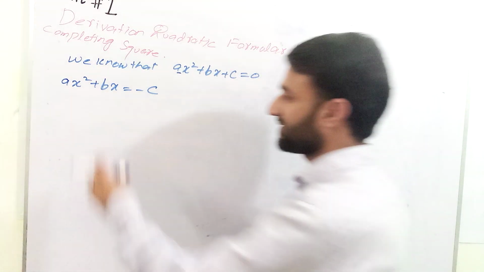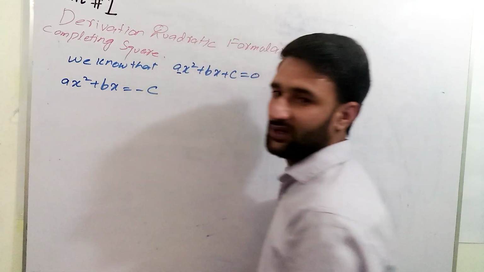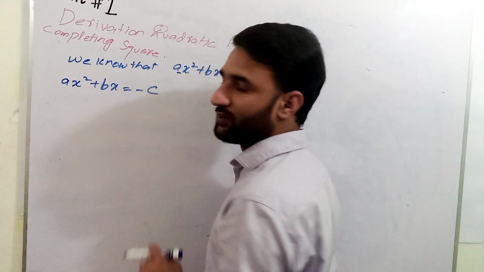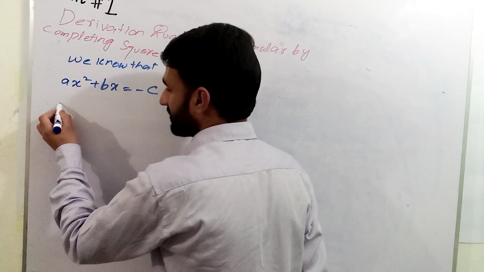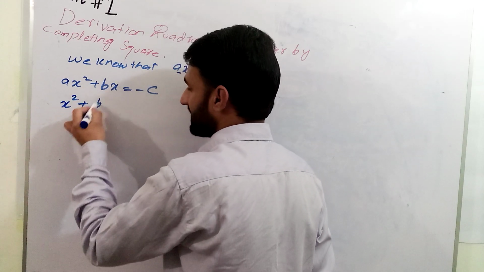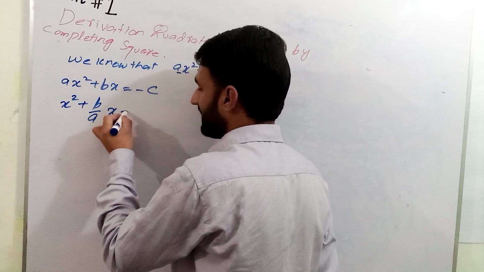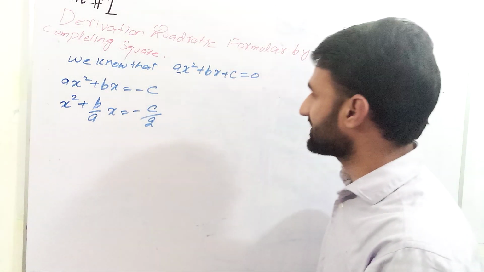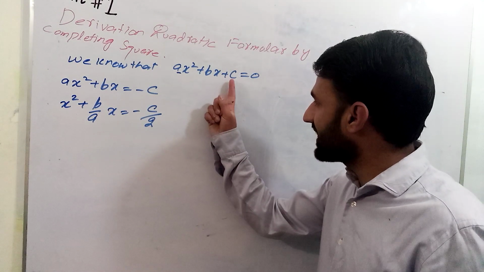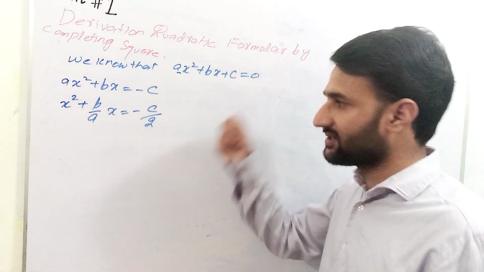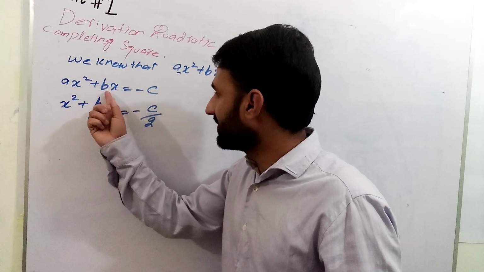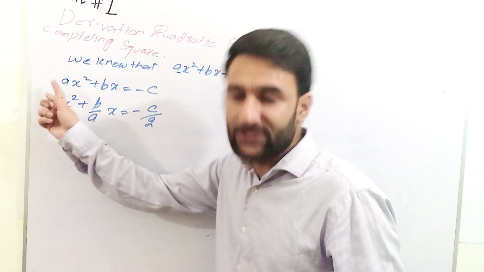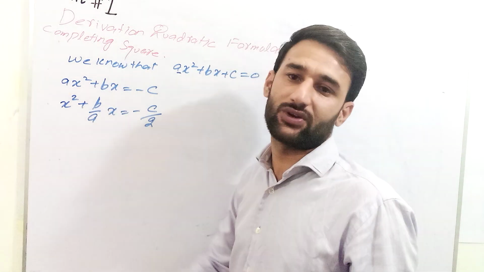The second step is that you should separate the x² variable on both sides. How can you separate it? By dividing both sides by a. So we get x² + (b/a)x = -c/a. I'm going to repeat: the first step is to shift c to the right side, and the second step is to remove the coefficient from the x² variable.